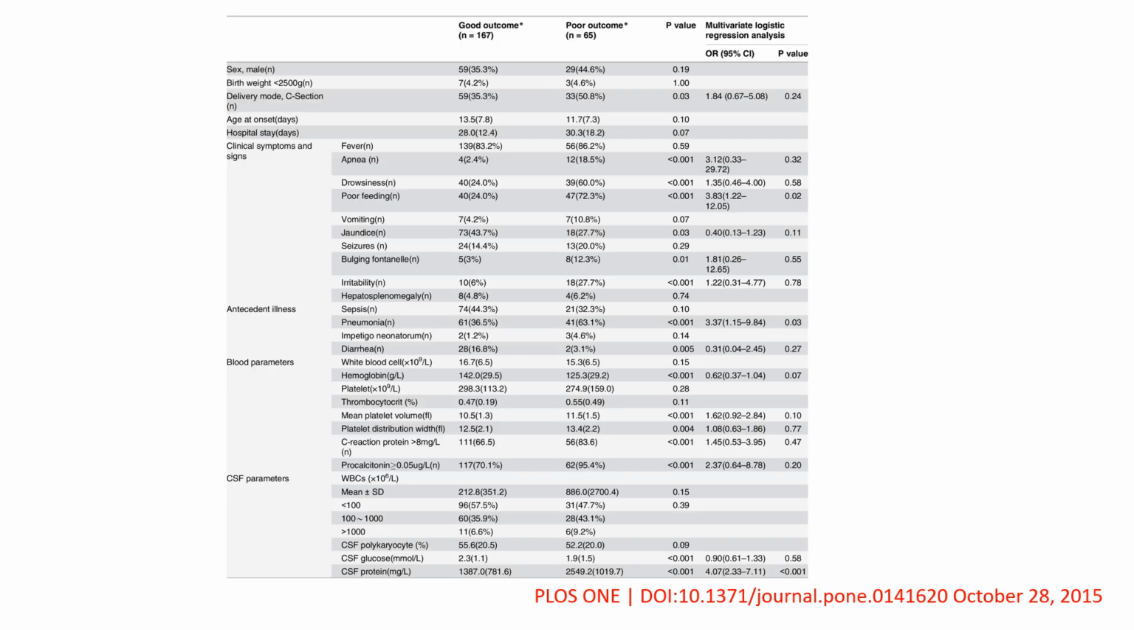This particular article published in 2015 asks, what are the presenting signs? How does that allow us to prognosticate? For example, if the patient presents with apnea, the chance of a poor outcome is very high. Drowsiness, poor outcome is high. So does poor feeding, irritability, and also the blood parameters like low hemoglobin, increased CRP, increased protein and decreased CSF glucose. All these can predict poor outcome in the neonatal period.